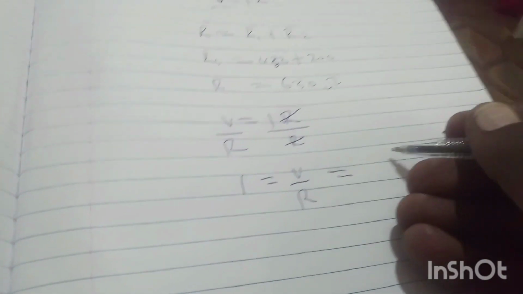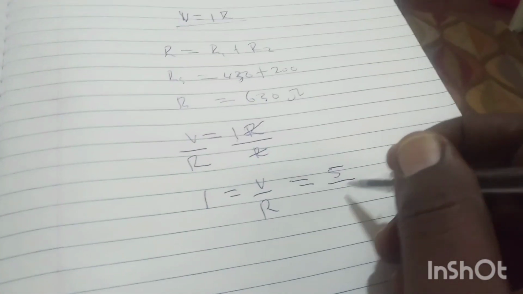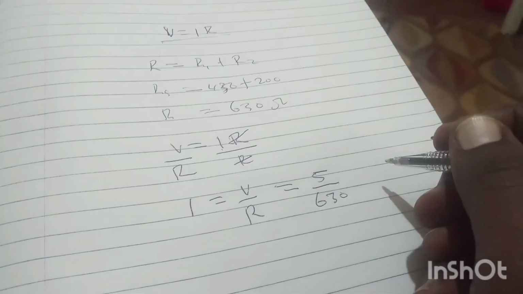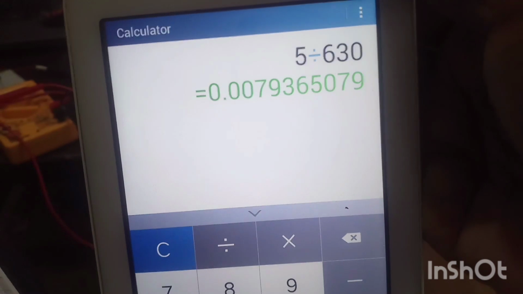Now, if you go this way, total voltage we have is 5 volts, and the total resistance we have is 630. Now you have to divide these two, and I have a calculator here. That's why I put on this thing. I'm going to calculate 5 divided by 630, which equals, not really very accurate, this is what you have gotten as an answer, 0.079, this is the answer we got.